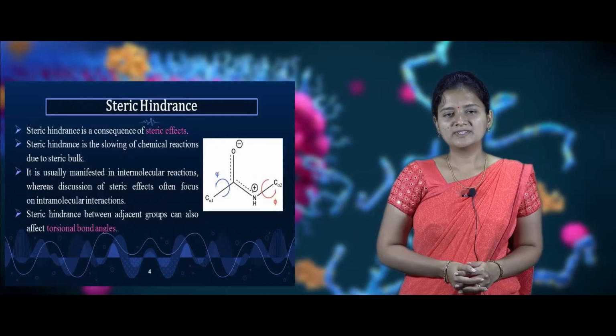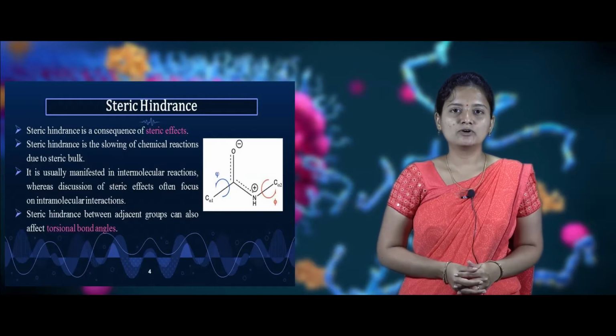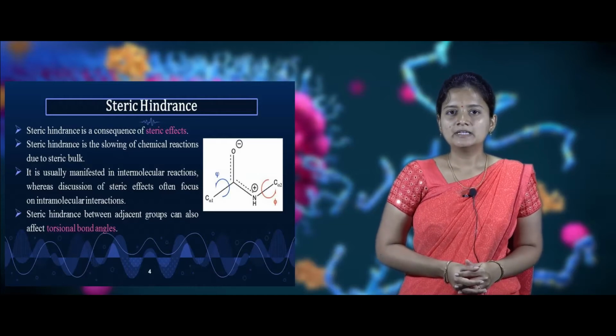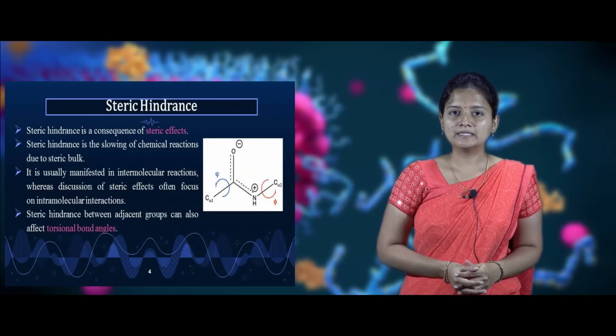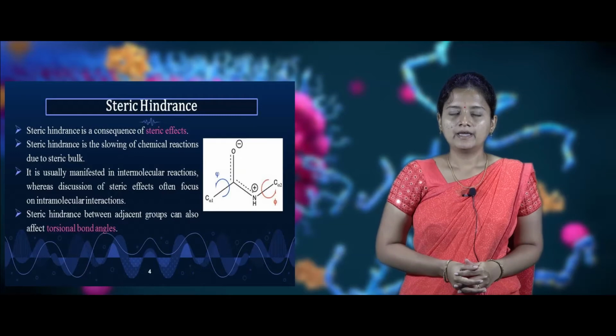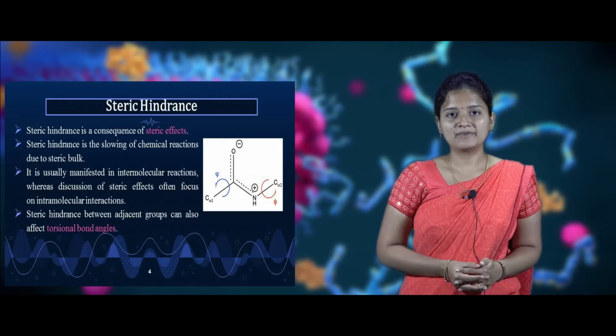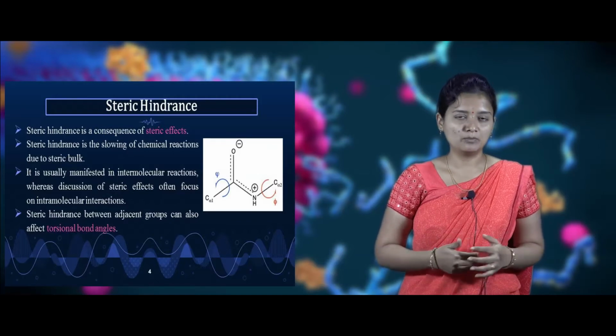Now we are going to see about steric hindrance. Steric hindrance is a consequence of the steric effect. The steric effect causes chemical reactions to slow down because of the presence of a bulkier R group. Steric hindrance is usually manifested in intermolecular reactions and also affects intramolecular interactions between molecules.